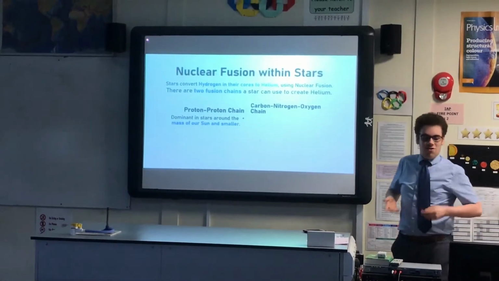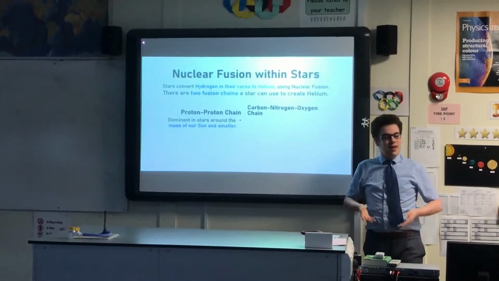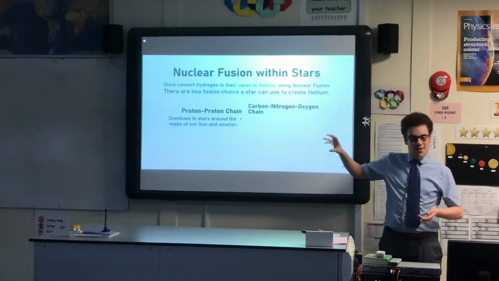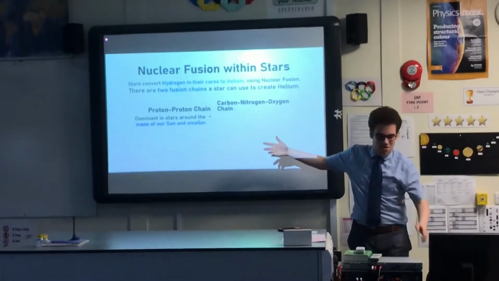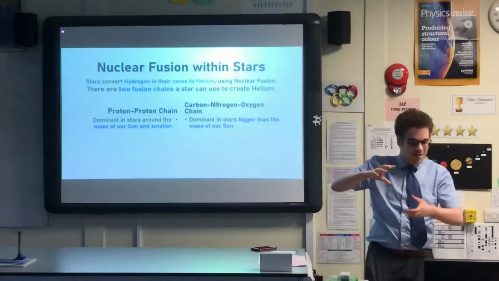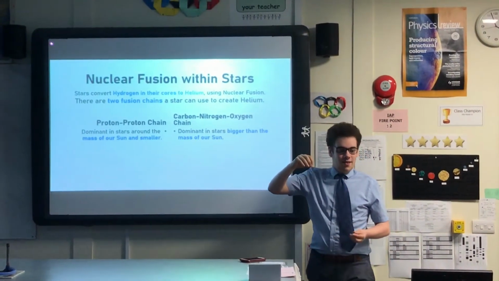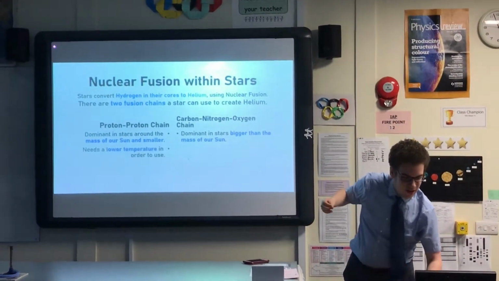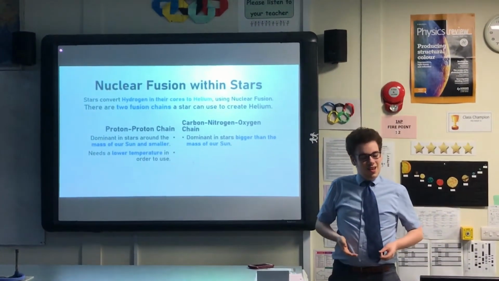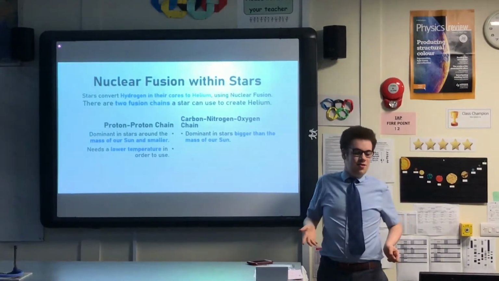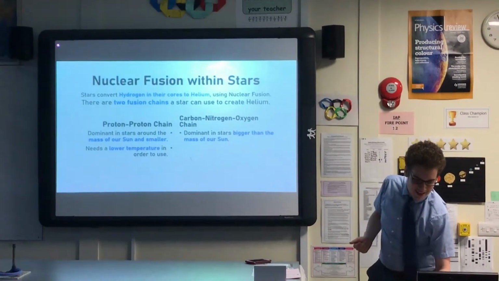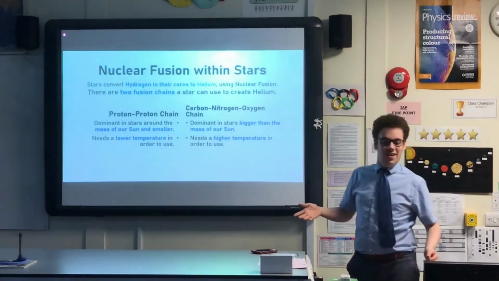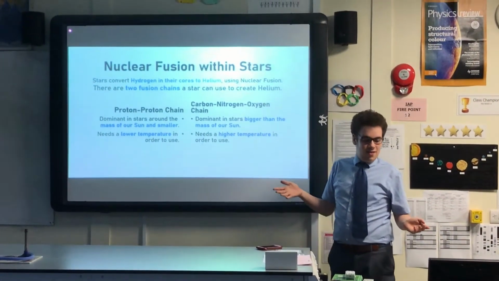The proton-proton chain is dominant in stars that are around the mass of our sun and smaller. So that's how they create their pressure. Well, the carbon-nitrogen-oxygen chain is dominant in stars bigger than our sun. Now, the proton-proton chain needs a lower temperature in order to be used, and if you can guess where this comparison is going, the carbon-nitrogen-oxygen chain needs a higher temperature.